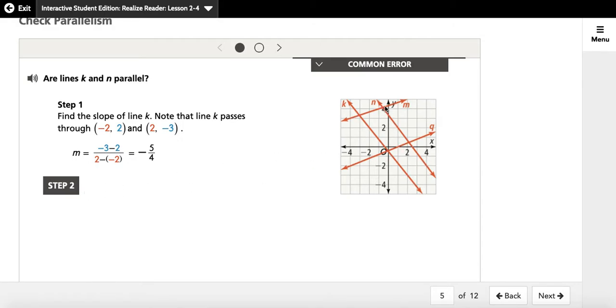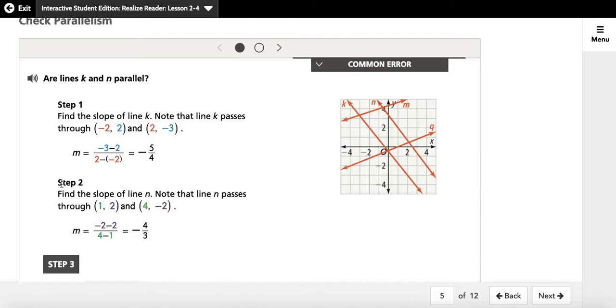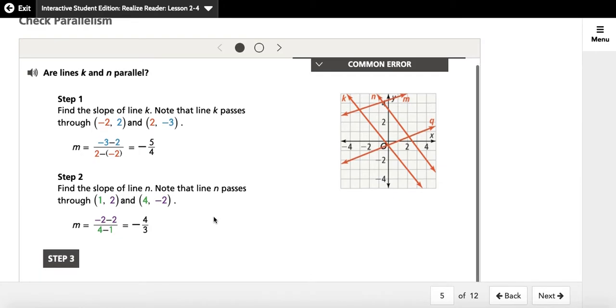See if you can notice where N goes through. A couple points. See if you pick the same ones that the book did. They went with (1, 2), this point right here, and (4, -2). Those are 2 points that it goes through. Then they calculated the slope. -2 minus 2 is -4, and 4 minus 1 is 3. So the slope of N is -4/3.